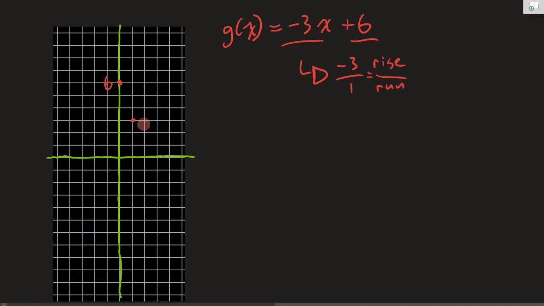Okay, so over 1 is your run and down 3. Over 1 is your run and down 3. And working backwards, we can go back 1 and up 3. And so this right here is the graph of g of x equals -3x plus 6.